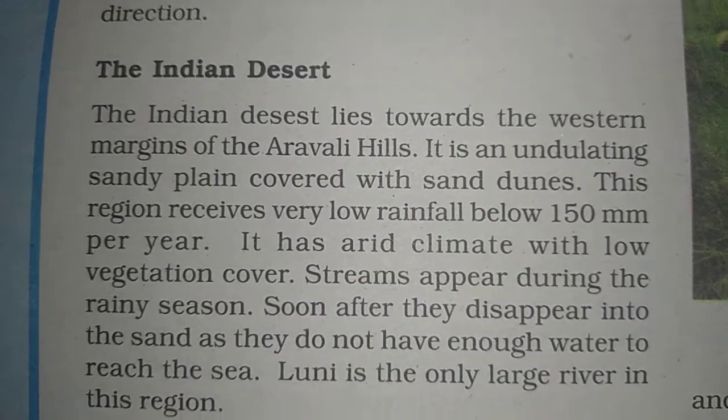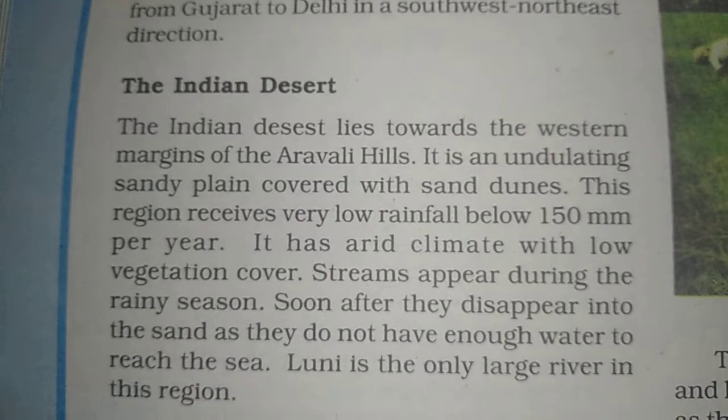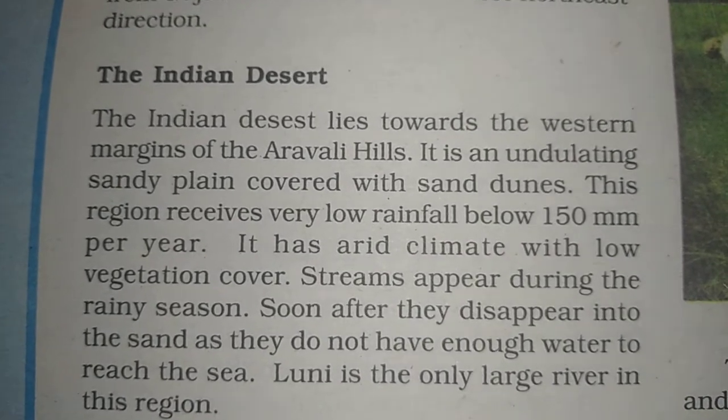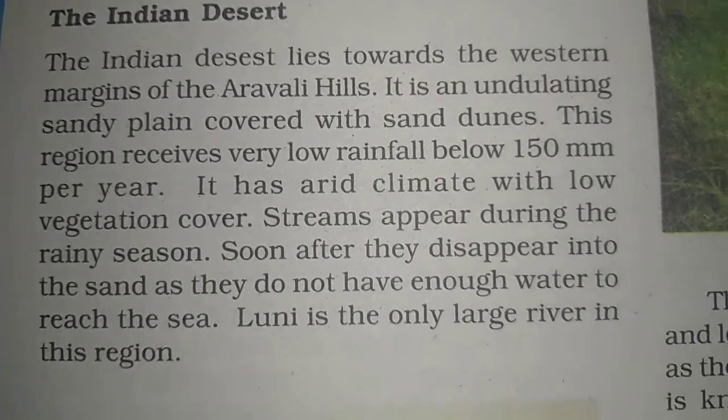The Indian Desert lies towards the western margins of the Aravalli Hills. It is a land of undulating topography covered with sand dunes. This region receives very low rainfall, below 150 mm per year. It has an arid climate with low vegetation cover. Luni is the only large river in this region.